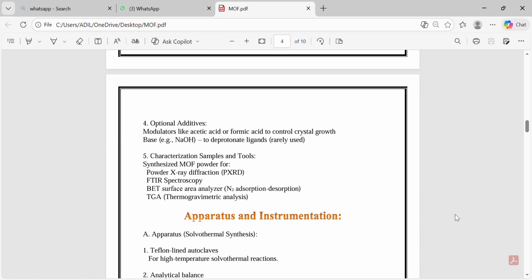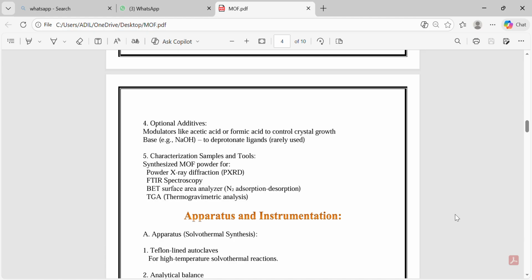The fourth point is the optional additives. These are extra chemicals you can add while making MOFs to help control how the crystals grow. Modulators like acetic acid or formic acid are used to shape the crystals. A base like sodium hydroxide can be used to remove protons from the ligands.